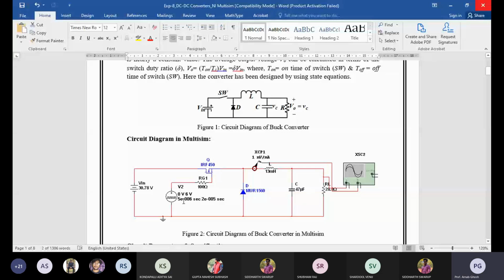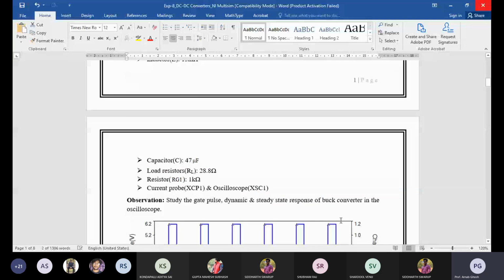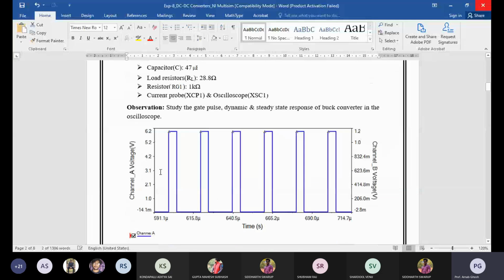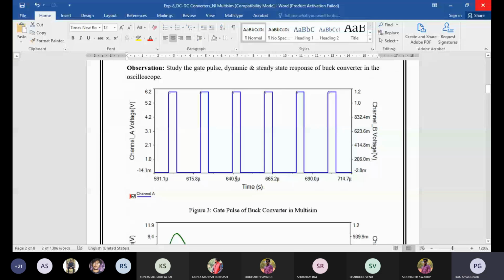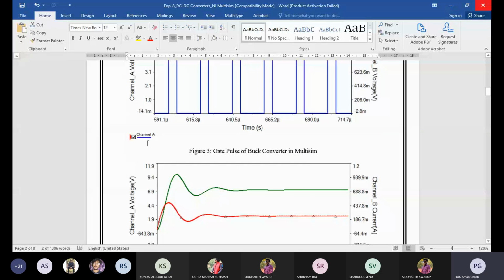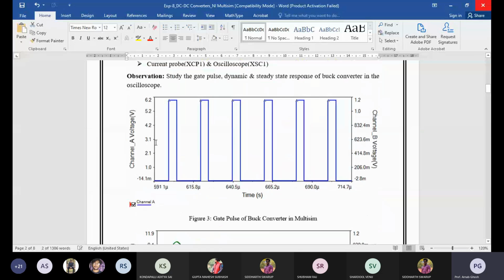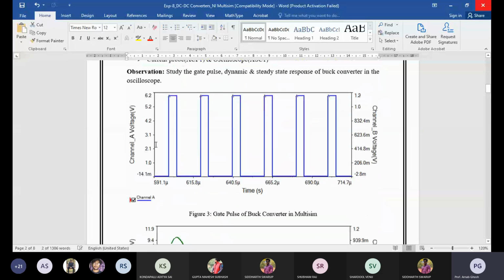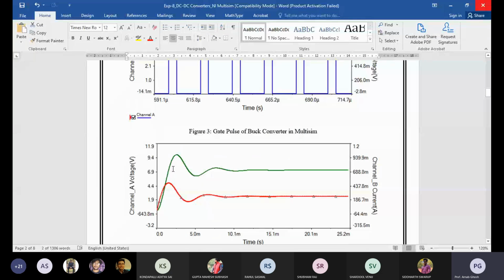You can check it in your hostel if you have some spare time. It's a current probe, so we can measure the voltage as well as current. Voltage is in channel 2, current is in channel 1. Here you can see the diagram. This is your gate pulse, and this is how the gate pulse signal looks. Then here you can see the transient response of your voltage and the current.